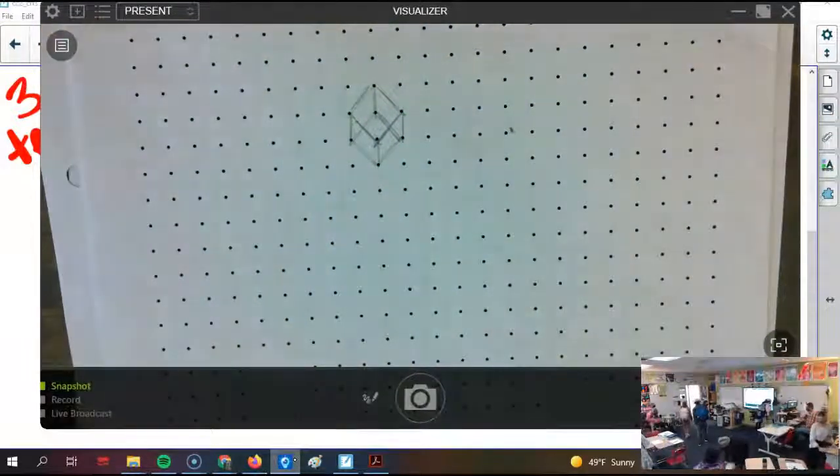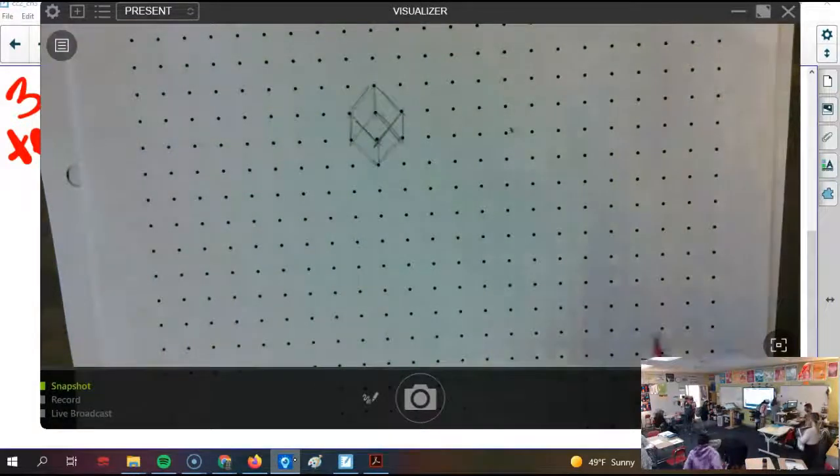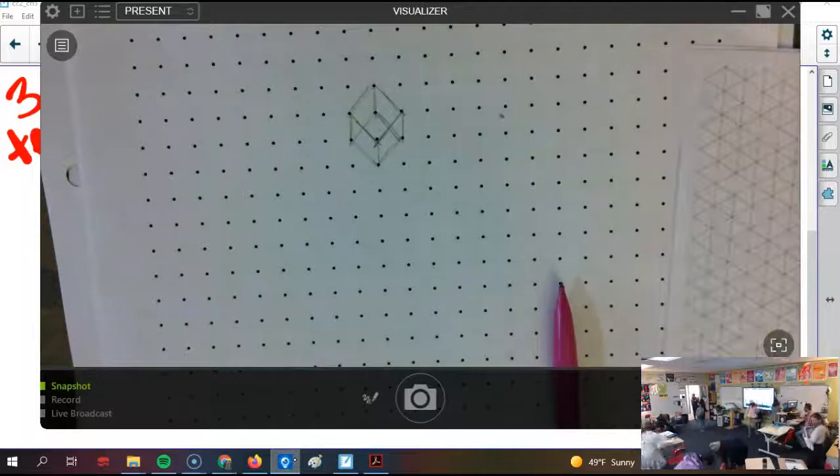We should have talked about what is 1 cubed. It's just 1. Right? 1 times 1 times 1. It's just 1. It's the cube of 1.